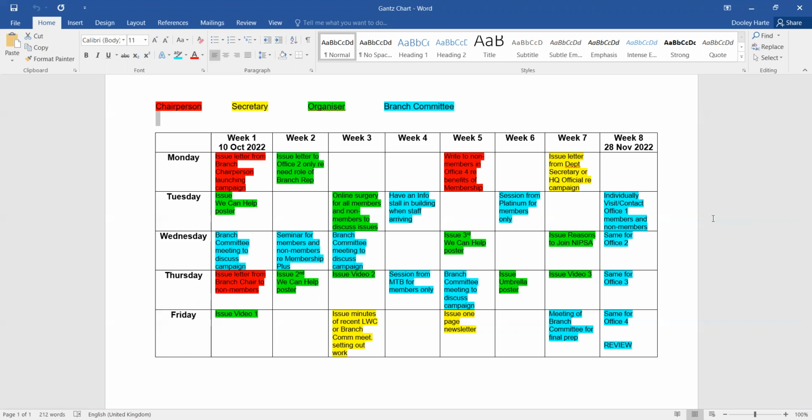So then week 3, again, as we've said already, this is just suggestions. One of the things that some branches have done is an online surgery, for members only, or you can include members and non-members. You maybe bring a seconded officer down, or an experienced branch rep, who will say, if you have any issues, if you want to talk to us, we're available from 11 o'clock to 12 o'clock on Tuesday, week 3. And then if anybody wants to come in, they can link into that.